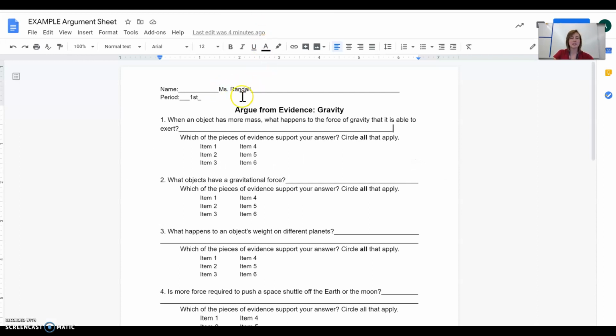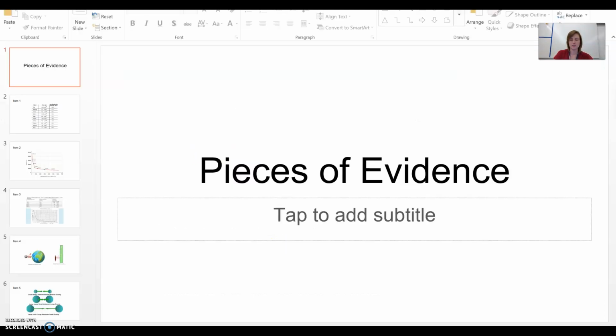I've already typed my name and my class period on here. I'm just imagining I'm from first period. So let's go ahead and start answering question 1 together. It says, when an object has more mass, what happens to the force of gravity that it is able to exert? So something with more mass, does it have more or less or the same gravity? So let's look at our pieces of evidence to figure this out.